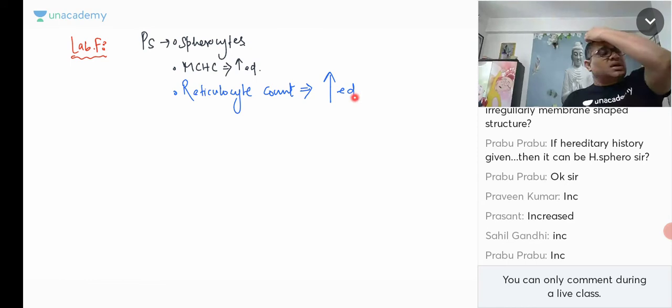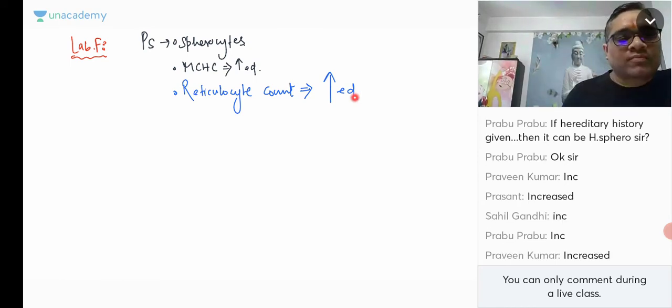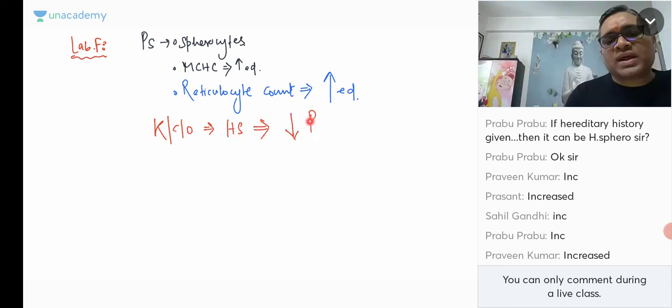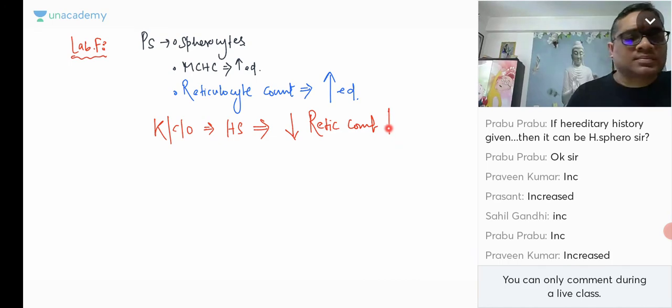So hereditary spherocytosis, reticulocyte count will increase because it's a hemolytic anemia, right? Fine. Now I'm saying a known case of hereditary spherocytosis patient is coming to you. You are seeing his report, and his report is showing that reticulocyte count is decreased. So what is your inference here?